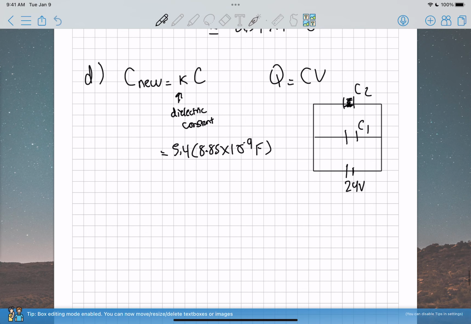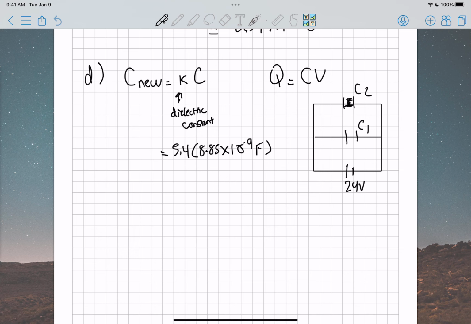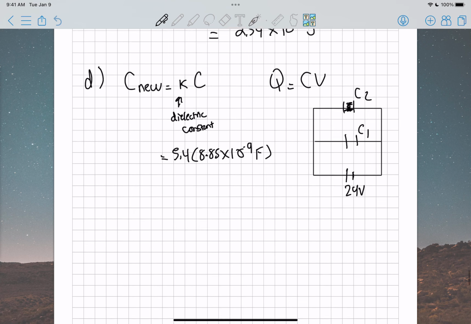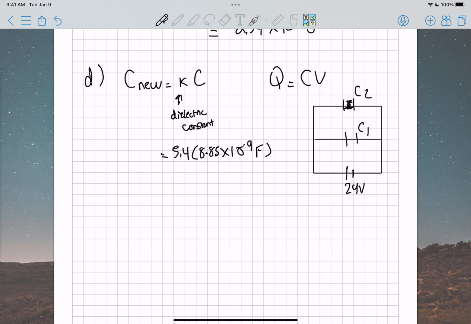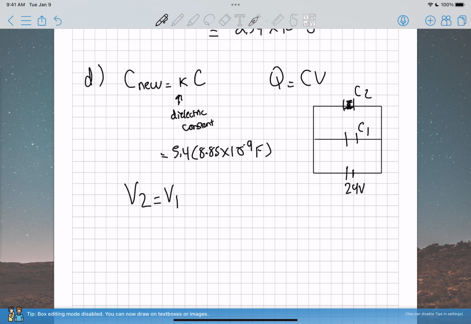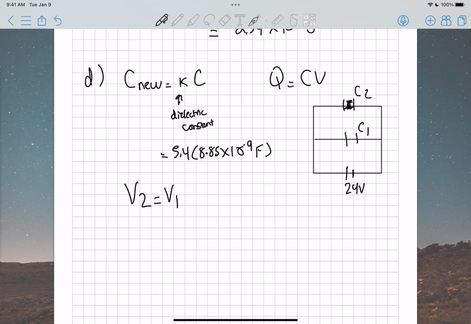With that in mind, capacitors in parallel, what do we know about their voltage? Would it increase, or would it be the same? Exactly, it would be the same. So for that first condition, V2 is equal to V1 because they're connected in parallel, so they should have the same voltage, right?